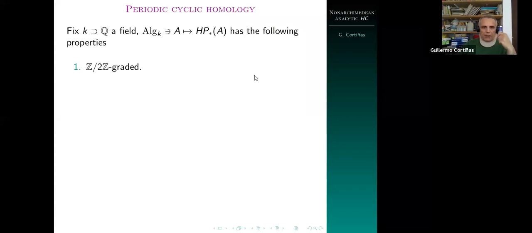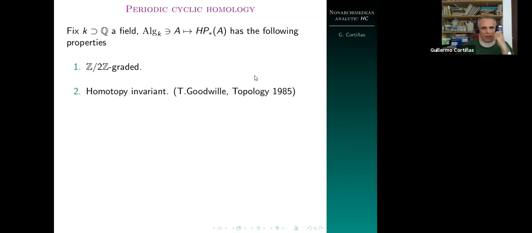And this theory has several desirable properties. First of all, it is Z/2-graded. Second, it is homotopy invariant. And here by homotopy invariant, I mean in the polynomial sense. So in particular, HP of an algebra and HP of the polynomials with coefficients in the algebra are one and the same, and the isomorphism is induced by the inclusion. This was proved by Goodwillie in a paper in the journal Topology, 1985.